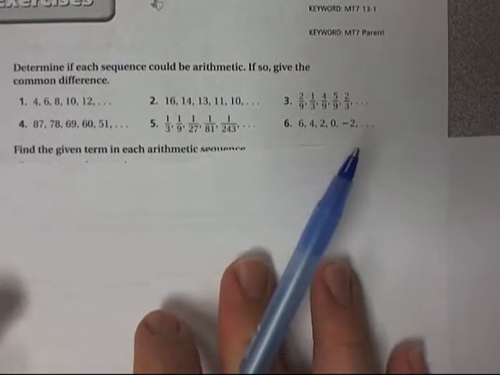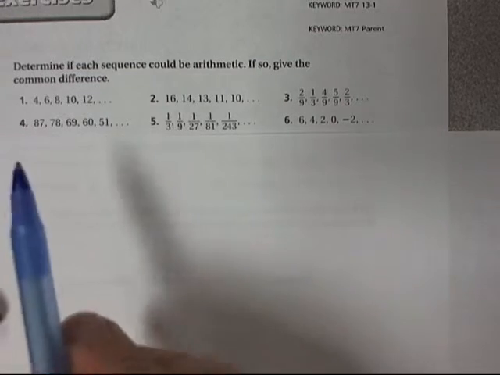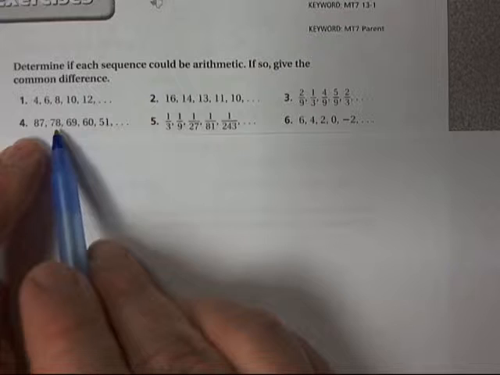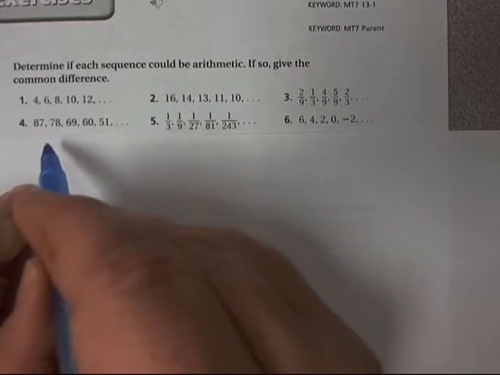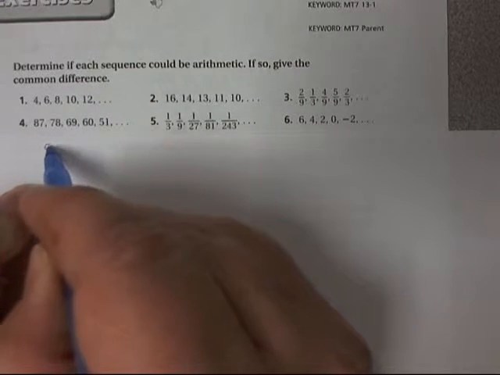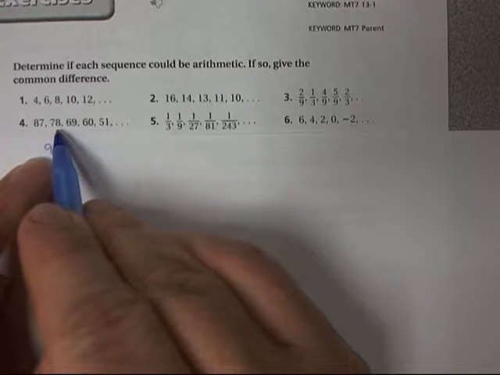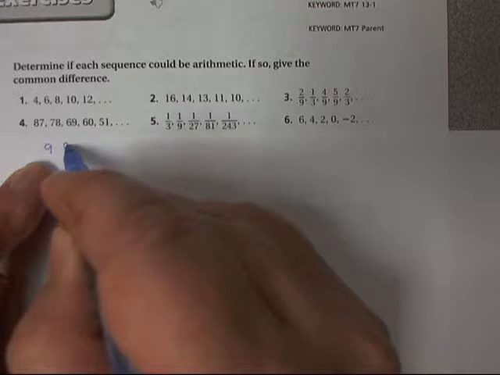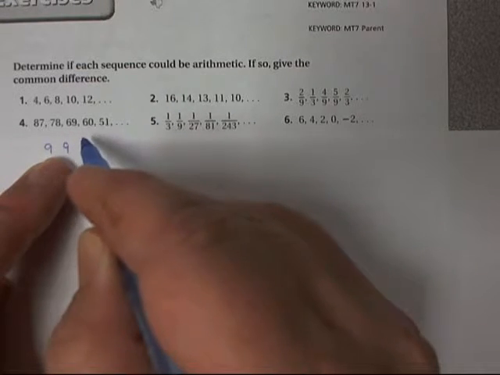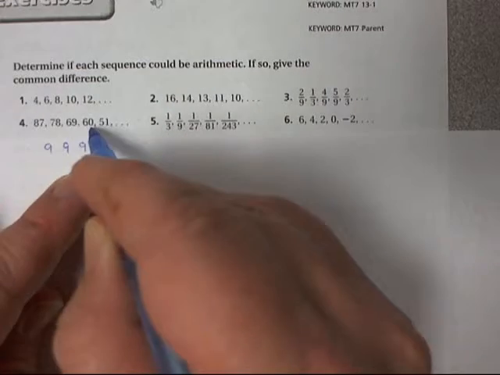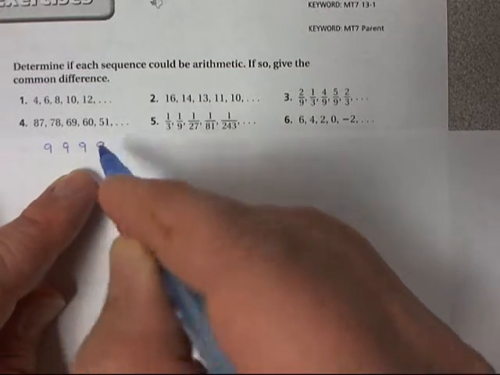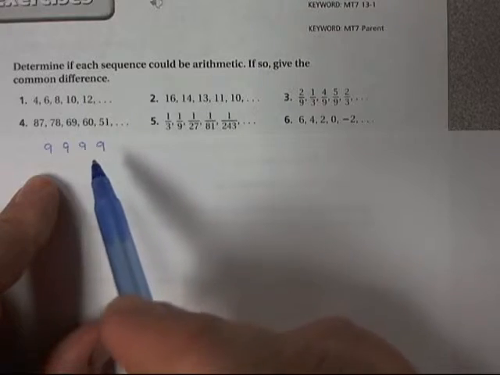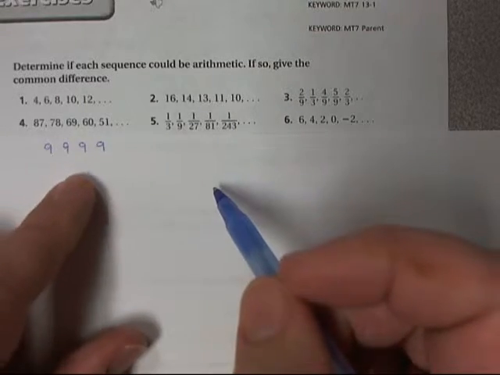Number 4, 87 to 78. That's a difference of 9. 78 to 69. That's a difference of 9. 69 to 60. 9. 60 to 51. 9. The common difference is the same. So yes, number 4 is an arithmetic sequence.